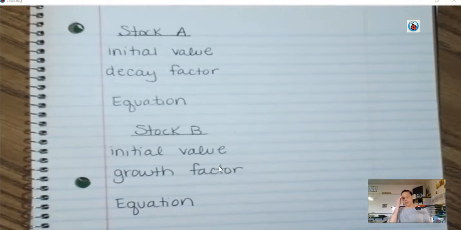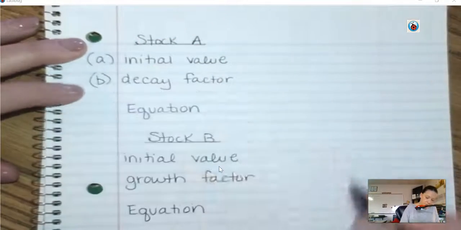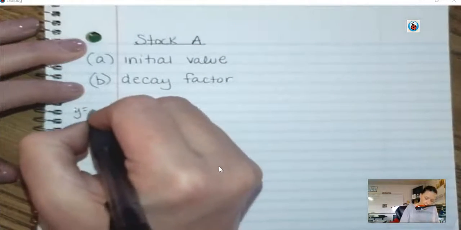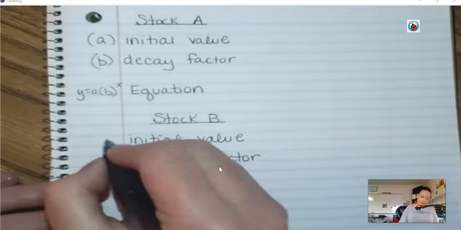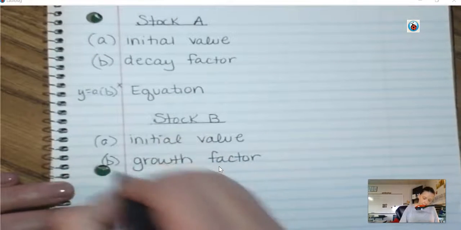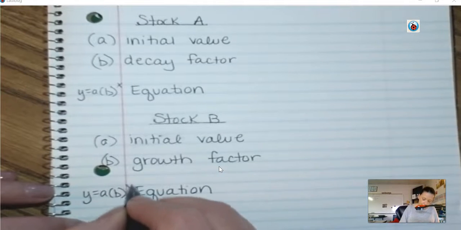So you're going to have to do this for 2 graphs. Tell me what's the initial value. Figure out what's the decay factor, which is your B. So initial value, this is your A. Decay factor will be your B. Your equation will be y equals A times B to the x. Same thing here. This will be your A, your B, and the equation is y is equal to A times B to the x power.